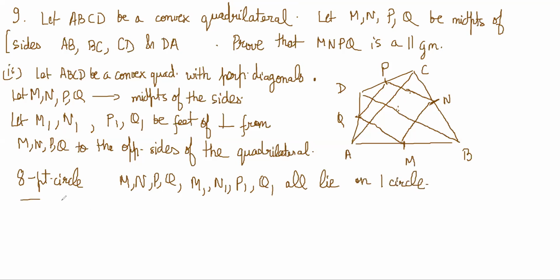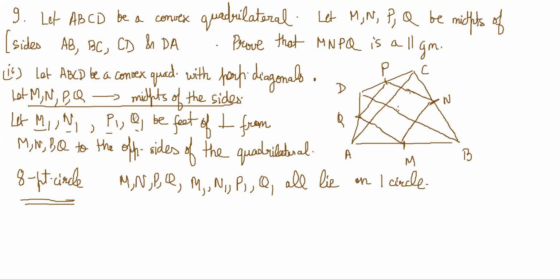This is the 8-point circle. So what is happening is ABCD is a quadrilateral, not like this. The diagonals are perpendicular, so a slightly different figure. M, N, P, Q are midpoints of the sides. From each midpoint, you are drawing a perpendicular to the opposite side. So those points are M1, N1, P1, Q1, right? Yes.